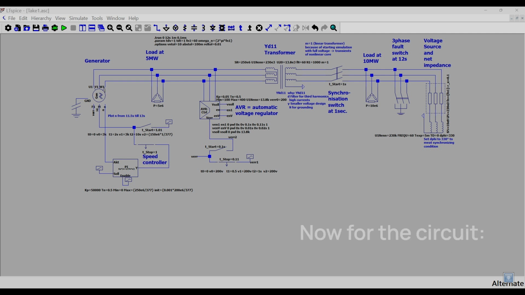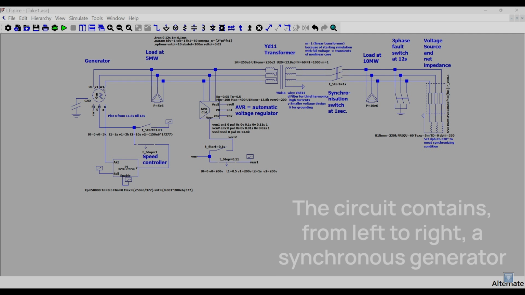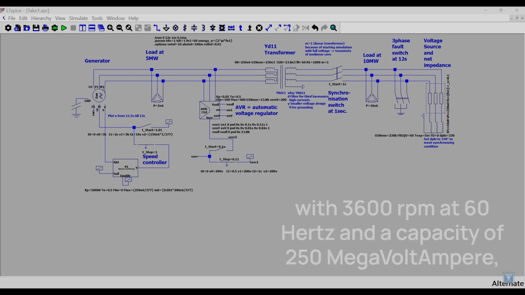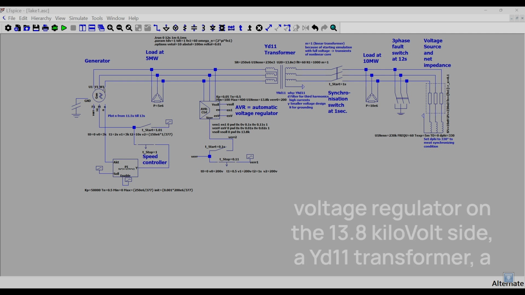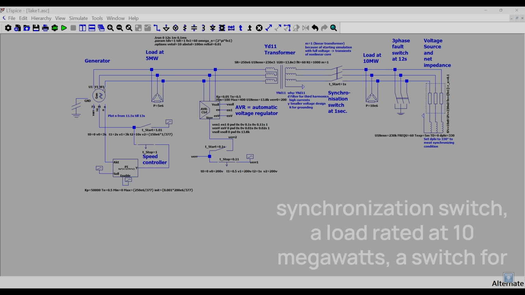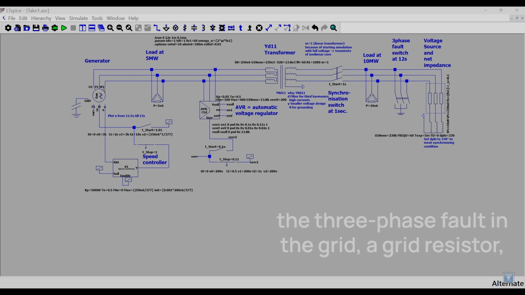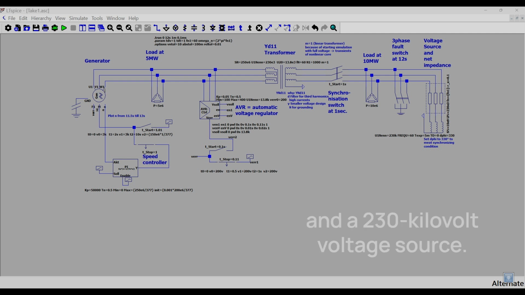Now for the circuit. The circuit contains, from left to right, a synchronous generator with 3600 RPM at 60 Hz and a capacity of 250 megavolt ampere, a speed governor, a small 5 megawatts load, an automatic voltage regulator on the 13.8 kilovolt side, a YD11 transformer, a synchronization switch, a load rated at 10 megawatts, a switch for the three-phase fault in the grid, a grid resistor, and a 230 kilovolt voltage source.